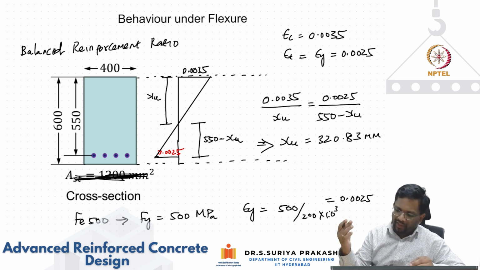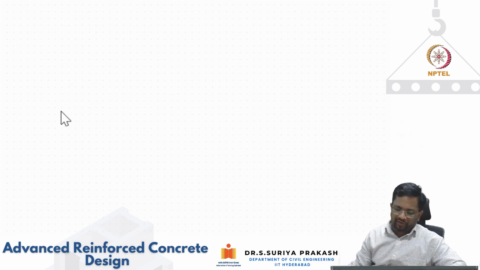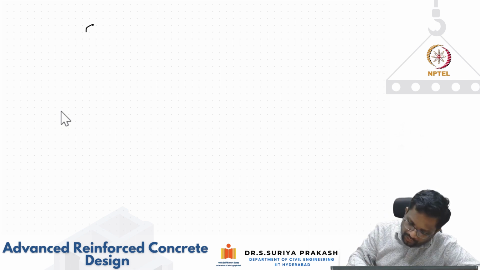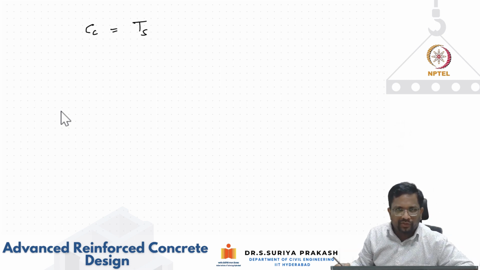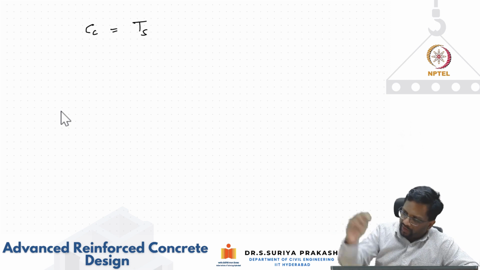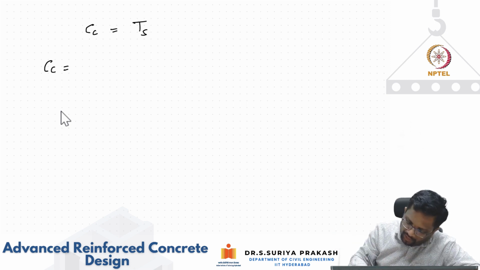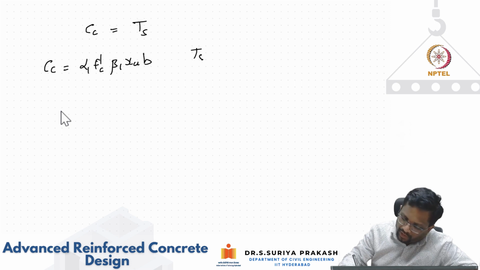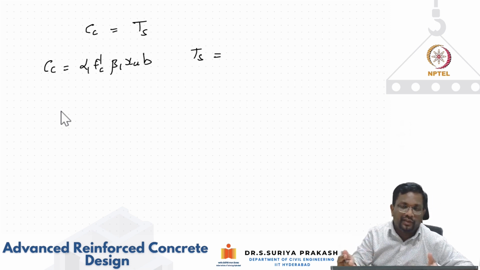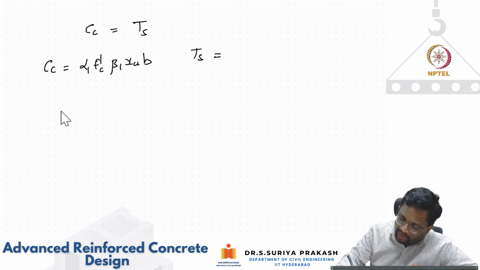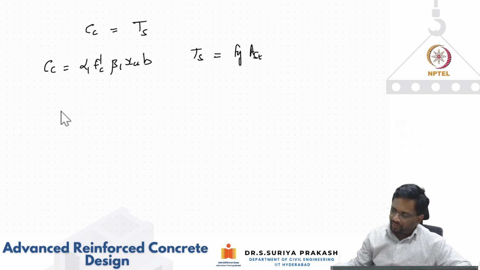Okay, now neutral axis is known. Now I can go back and calculate my equilibrium condition. So what should be my equilibrium condition? Concrete force in compression should be equal to tension force from steel. Now xu is known, right? So what is Cc? We have done that calculation. Cc is nothing but alpha 1 f'c beta 1 xu times b. What is the tension force? Now steel is reaching yielding. It has already reached yield strain of 0.0025. So Ts is nothing but Fy multiplied by AST, right? So you can calculate this.